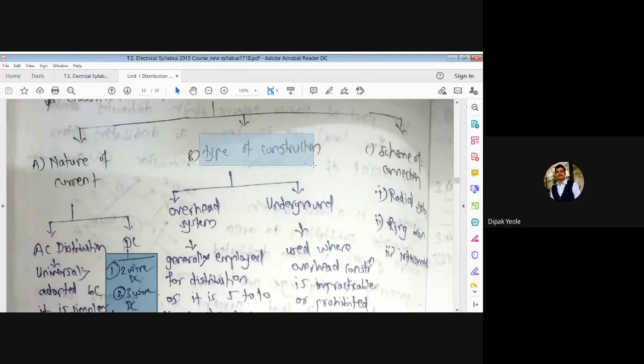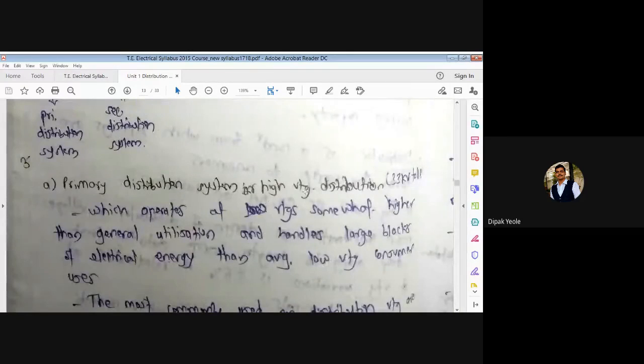Then there is the type of construction, overhead and underground. Which is perfect? No one can say, no one is perfect. Depending on the advantages, we choose the system. The third scheme is depending on the connection: radial, ring and interconnected.